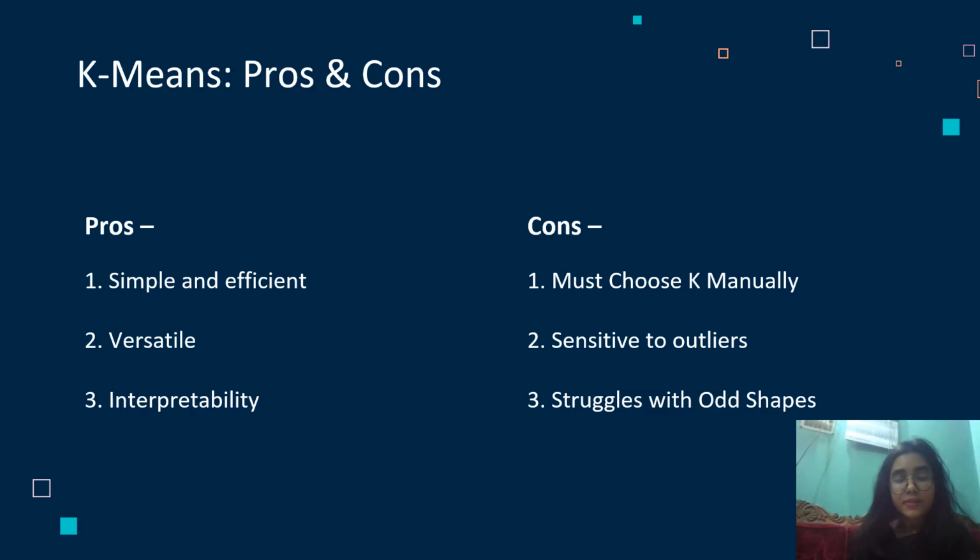On the negative side, we have to manually choose K and sometimes the elbow method isn't clear. It's sensitive to outliers because they can pull centroids far away from where they should be. It struggles with clusters that have irregular shapes like moons or spirals, which limits its flexibility compared to more advanced clustering algorithms.